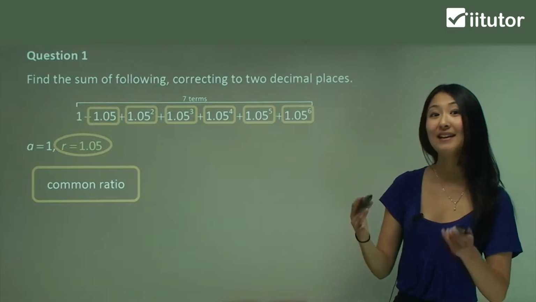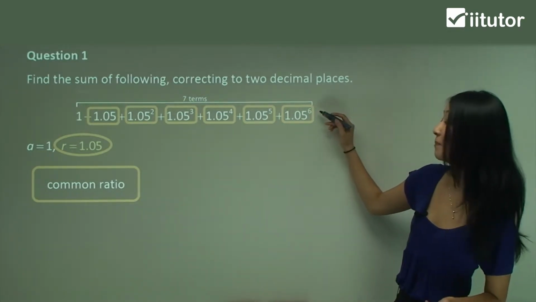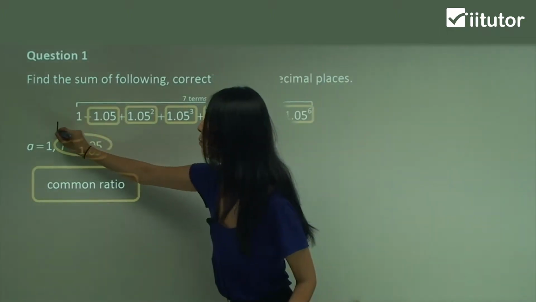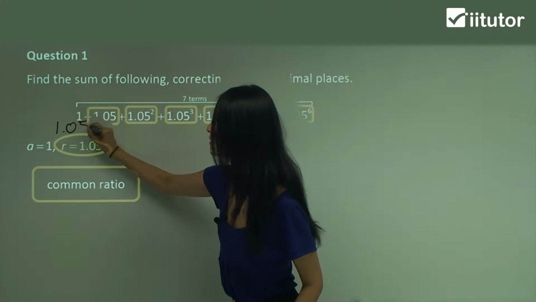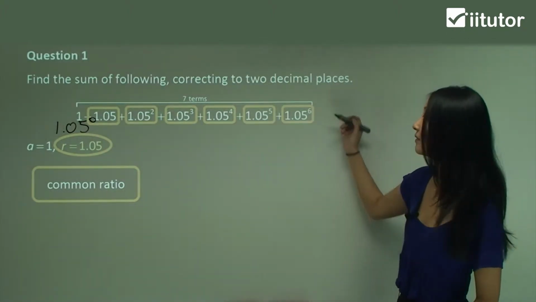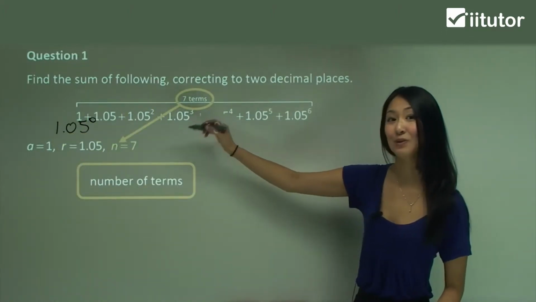Now, what is the number of terms going to be? Remember, even though it's to the power of 6, because essentially we have 1.05 to the power of 0 here, altogether, if we count, there's going to be 7 terms. So n equals 7.